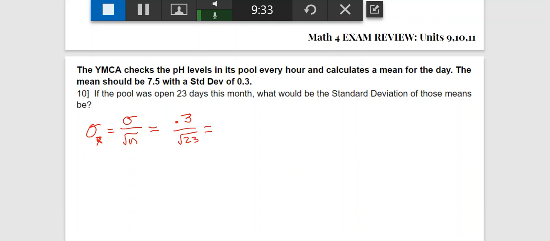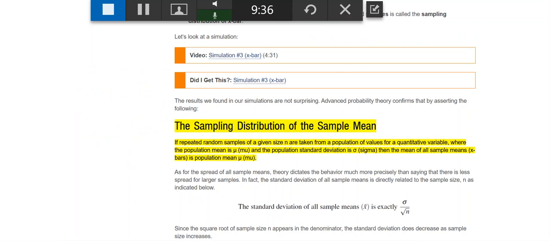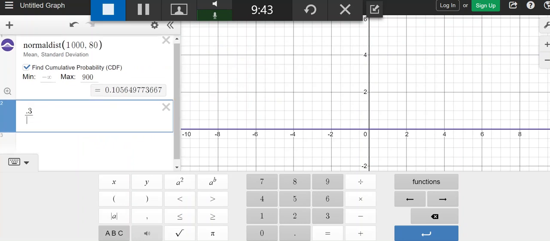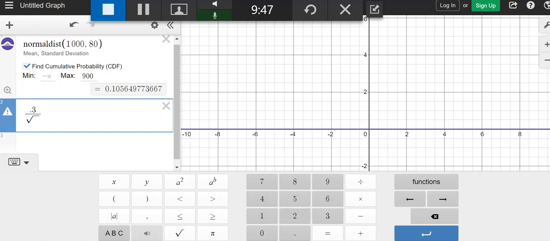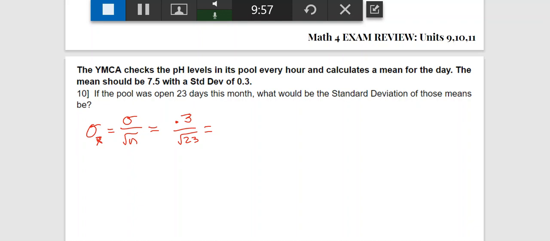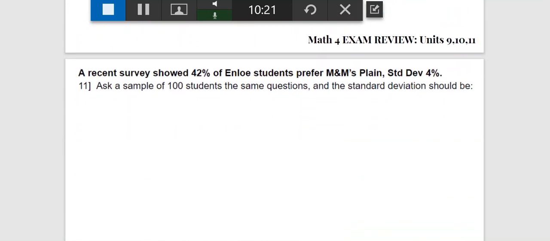And when we go to Desmos, 0.3 divided by the square root of 23, I get 0.06255. Okay. And the key word there was the standard deviation of means, plural. Now, I switch to this one.